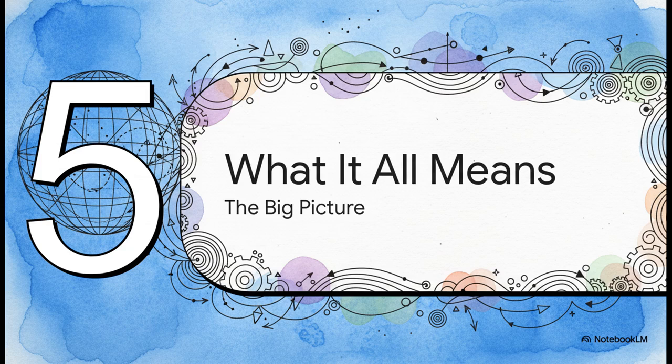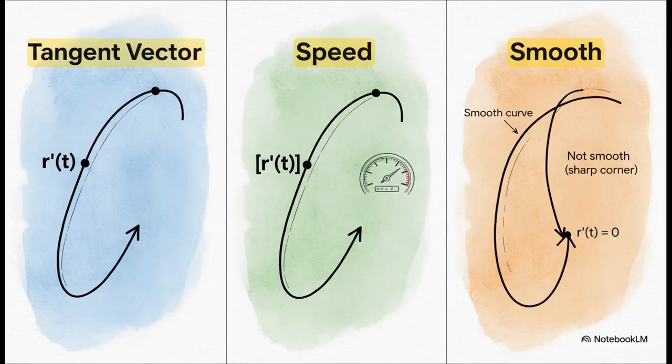But let's take a step back. What does it all actually mean? In this last section, let's zoom out and really look at the big picture. Okay, let's tie this all together. That derivative vector, r prime of t, we now know is the velocity vector. It tells you both the direction you're going and how fast you're going. Now, if you only care about the how fast part, you just find the magnitude, the length of that vector, and that's the speed.